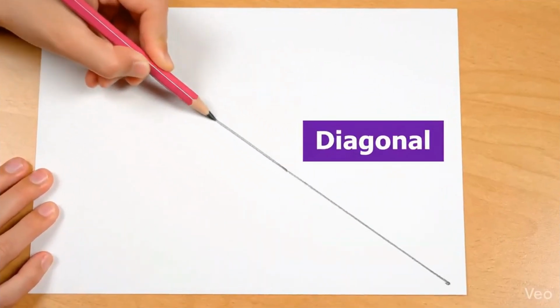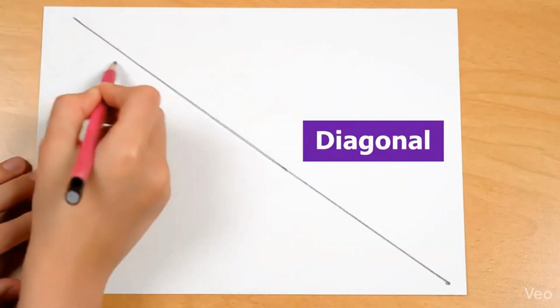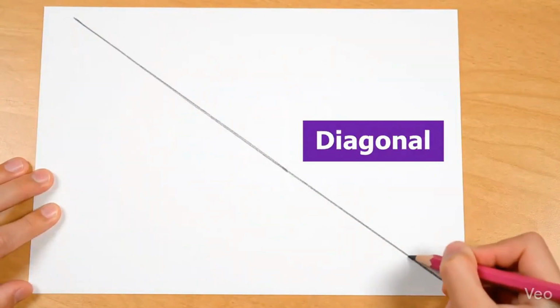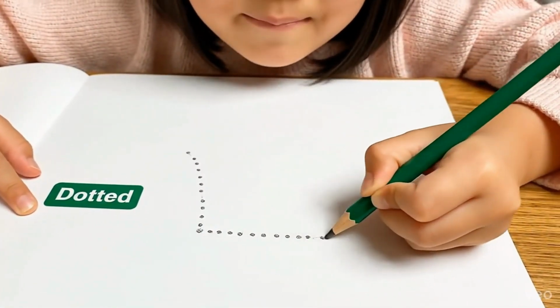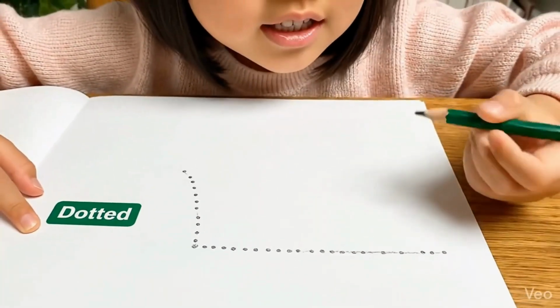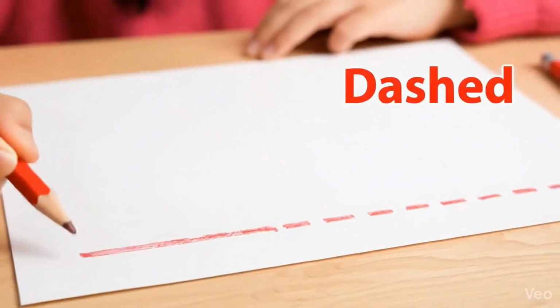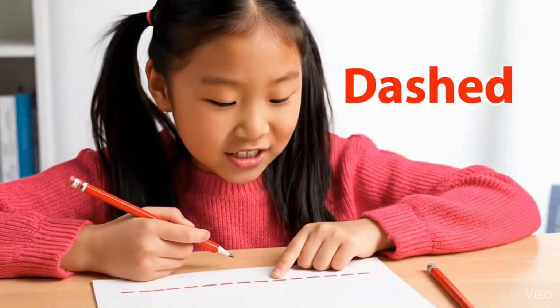This is a diagonal line. It goes slanting. This is a dotted line. It is made of little dots. This is a dashed line.